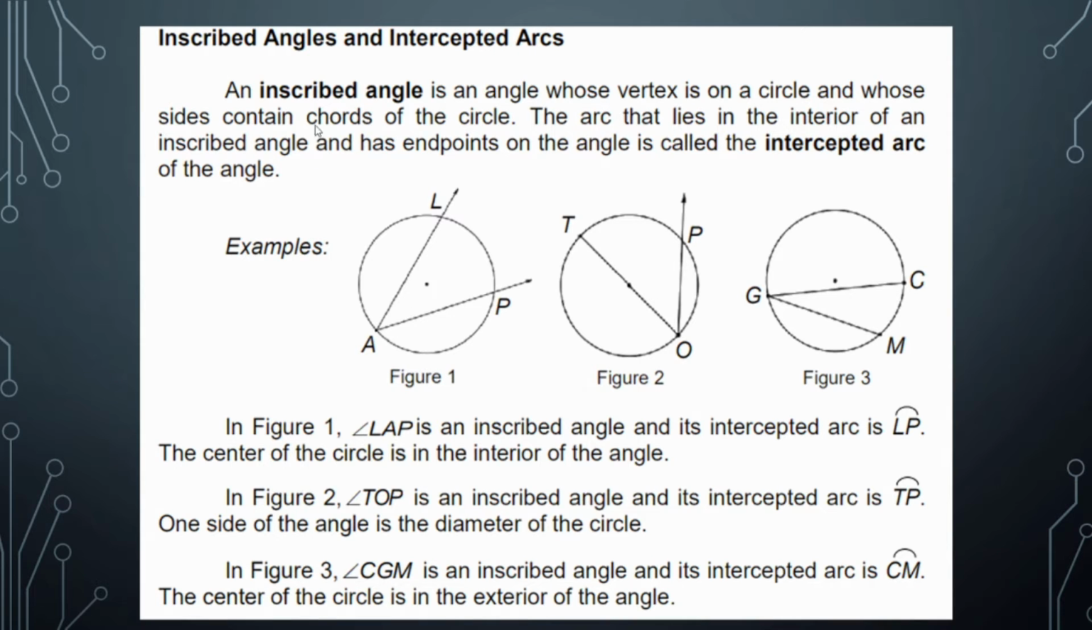Now, let's have the inscribed angles and intercepted arcs. An inscribed angle is an angle whose vertex is on a circle and whose sides contain chords of the circle. So we have in here figure 1.